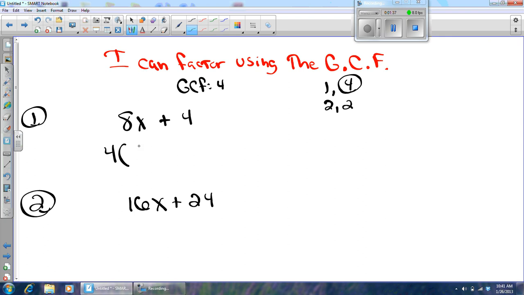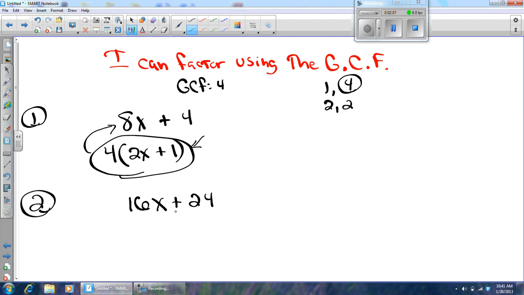8x divided by 4 is 2x. 4 divided by 4 is 1. And there you go. Doesn't this look like a problem that says, hey, I need to be distributed? Now, we're not going to distribute it because that would take us back to this, right? We're just going to go ahead and factor out the 4, and then we're going to be done. So in a sense, we're going backwards. We're using the inverse operation. We learned how to distribute, learned how to FOIL. Now we're learning how to go the opposite direction.